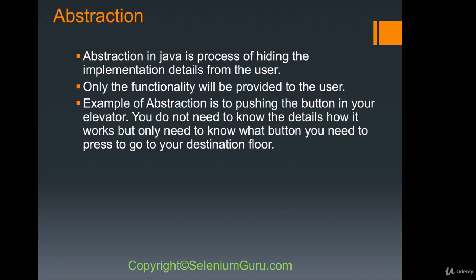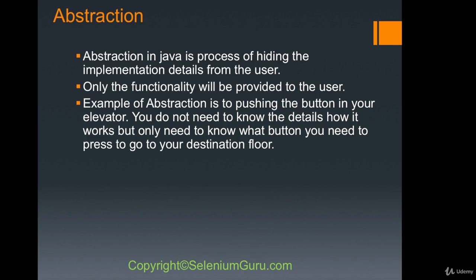What that basically means is you're abstracting the implementation details from the user, so only the functionality will be provided. For instance, let's say you go to the elevator, right? You want to go to the 7th floor, and you just press the button 7. You do not need to know how the 7 button works, or what happens inside the elevator. You just need to press the 7 button. So that's the easiest example of abstraction, right?